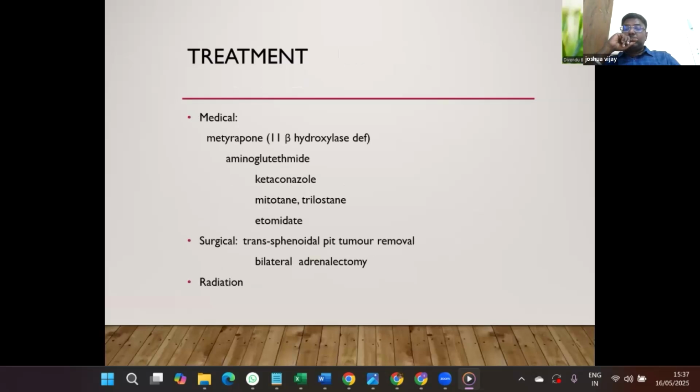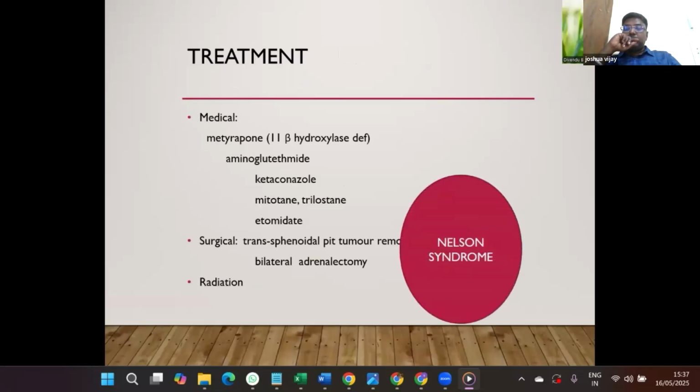For treatment, medical treatment we can give by metyrapone or aminoglutethimide, ketoconazole, mitotane, or trilostane. Surgical, we have to take out the tumor from the pituitary, or if it is in the adrenal, then we have to do bilateral adrenalectomy and radiation.